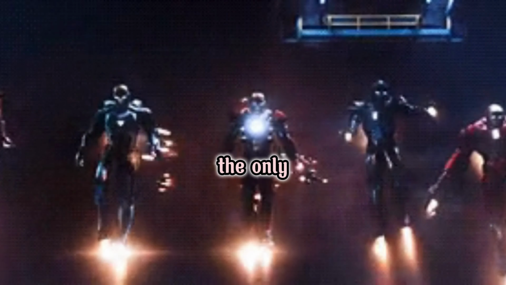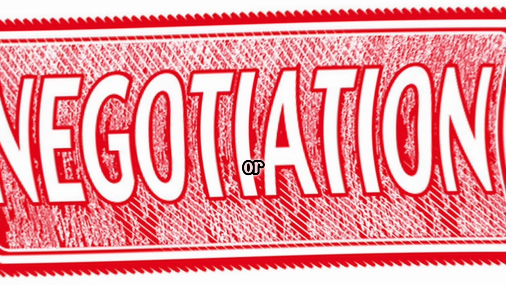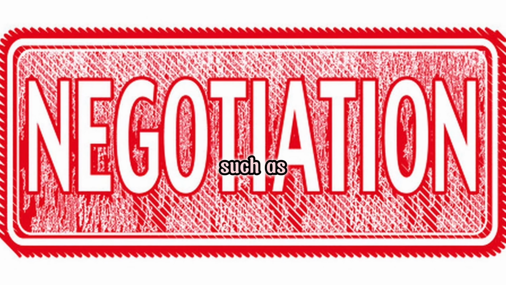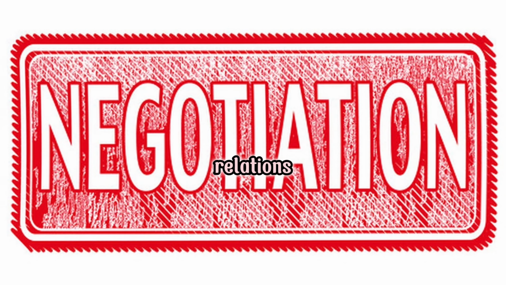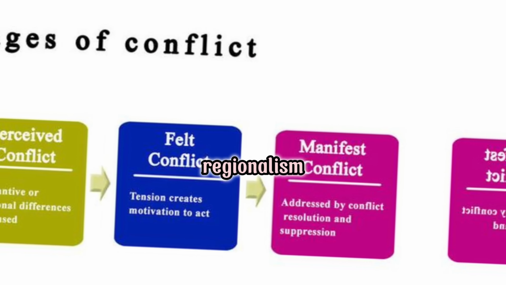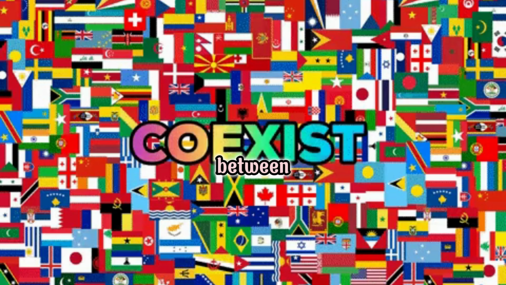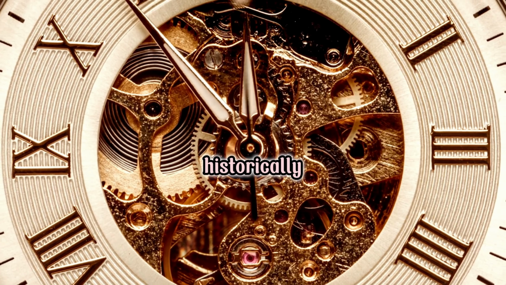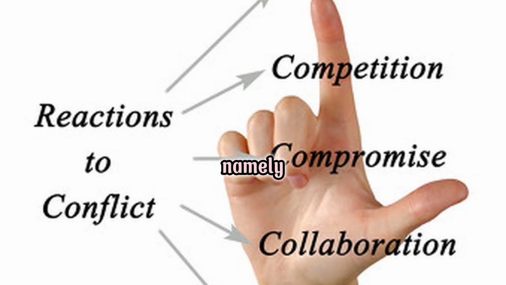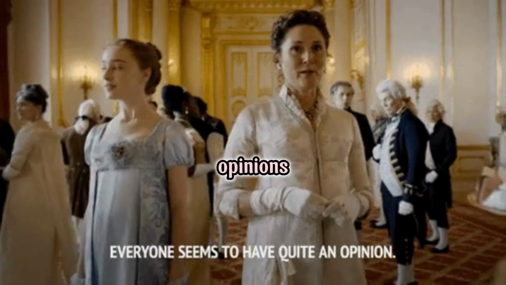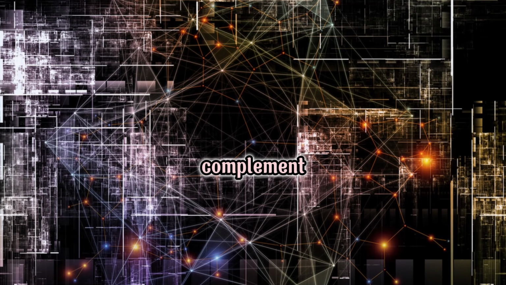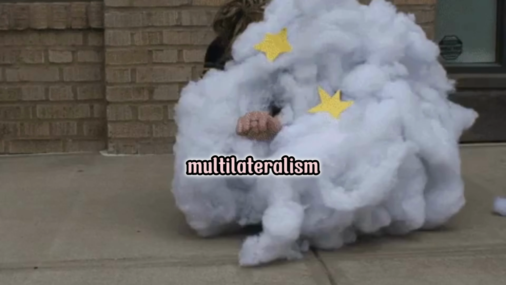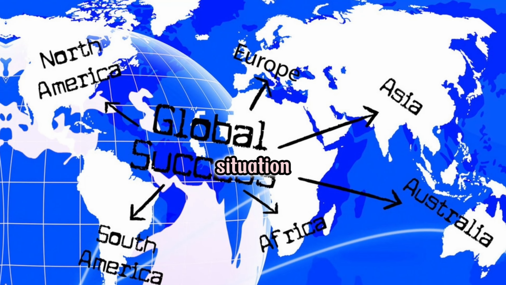Multilateralism is also not the only form of political relations between countries or regions. There are also other forms, such as bilateralism, namely political relations between two countries or regions. Regionalism, namely political relations between countries or regions that are close together geographically, culturally, or historically. And unilateralism, namely political actions carried out by one country or region without taking into account the opinions or interests of other countries or regions. These forms of political relations can complement, compete with, or conflict with multilateralism, depending on the existing situation and conditions.